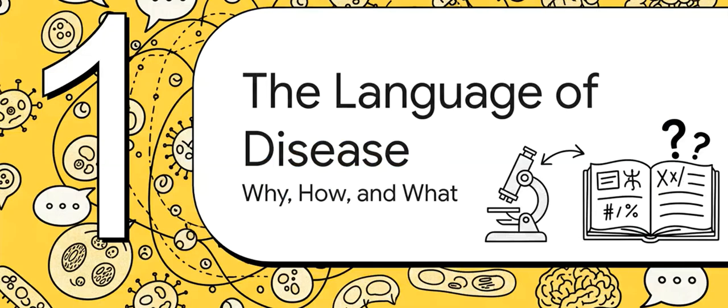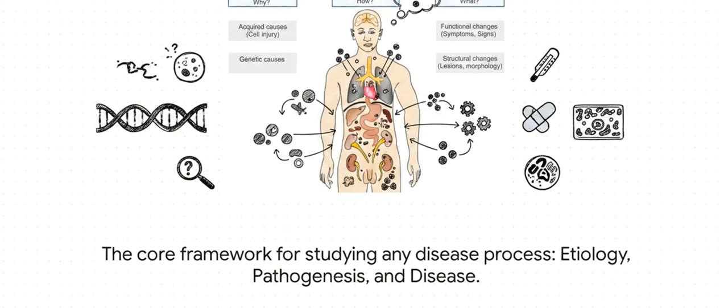You see, the best way to think about pathology is that it's the language of disease. It gives us a structure, a framework, to make sense of what's going wrong in the human body. It teaches us to ask the right questions. And those questions are fundamentally these three: why did this happen? How did it unfold? And what are the consequences? This simple framework applies to every single disease, from a common cold to a complex cancer.